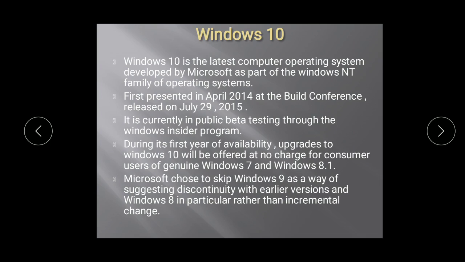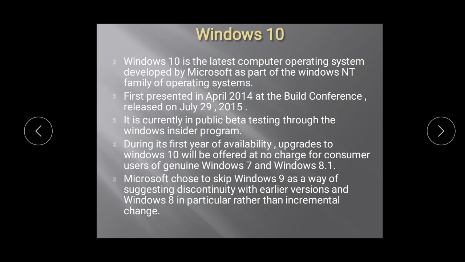So as it's a new technology, it will be included in the Windows NT family operating system. First presented in April 2014 at the Build conference, released on July 29, 2015. So the first representation of Windows 10 was done in April 2014 at the Build conference and was released in July 2015, that is July 29, 2015. It is currently in public beta testing through the Windows Insider program. So the testing process was going on in 2015.